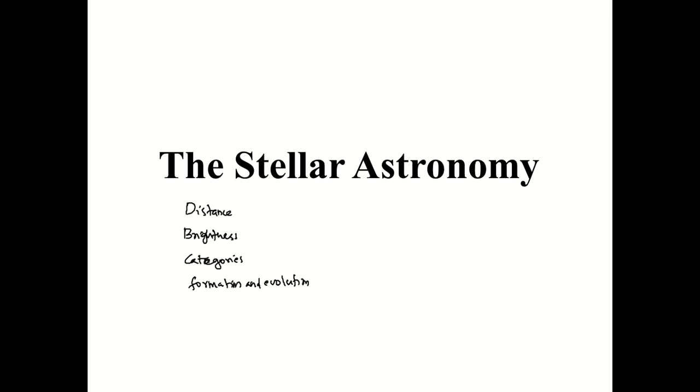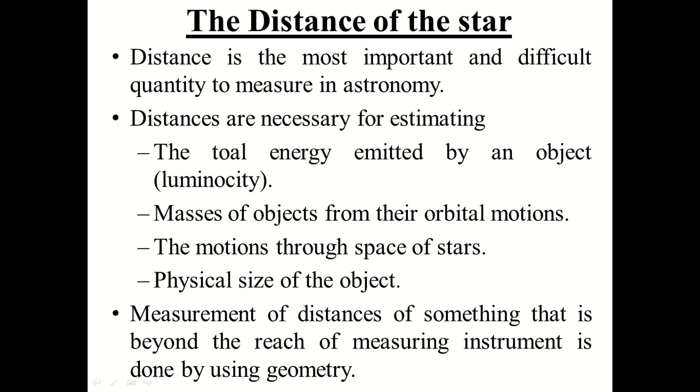So the most important one is the distance, because if you consider a distant object and a near object, you can see that the near object may appear brighter than the others because of the distance variations. So we will try to focus on the aspect of the distance of the star in this lecture.